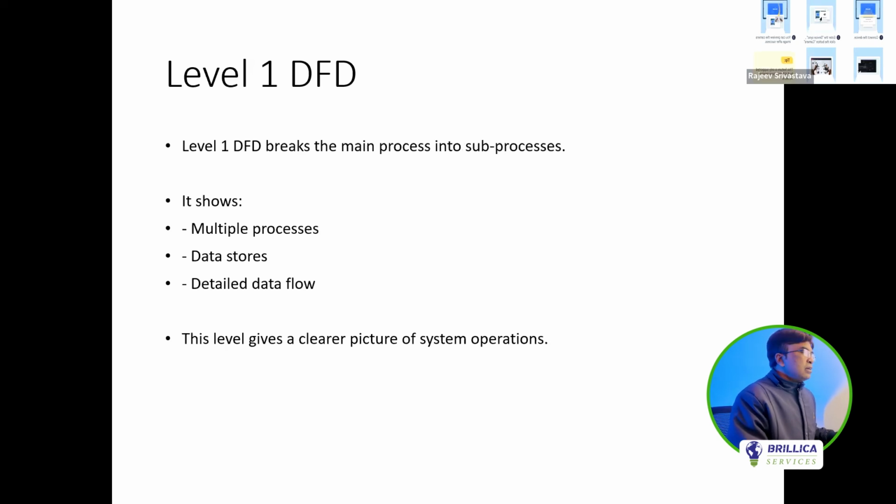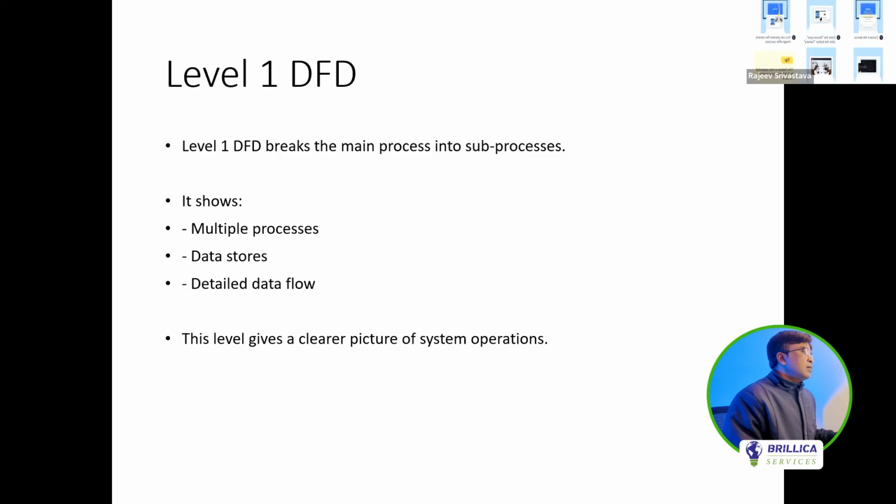Talking about level 1 DFD, level 1 DFD typically shows multiple processes, data stores, and a detailed flow diagram. So this gives you a better and clearer picture of the system operation. While comparing level 0 with level 1, level 1 is much clearer when it comes to system operations and explaining the system operations.